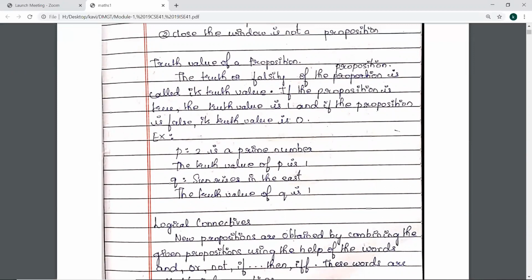Next is how to find the truth value of a given proposition. The truth value of the proposition is 1 if the proposition is true. The truth value of a proposition is 0 if the proposition is false. See, for example, I consider the proposition 2 is a prime number. The truth value of this proposition is 1 since the given statement is true. The next example, the sun rises in the east. The truth value of this statement is also 1 since the given statement is true.